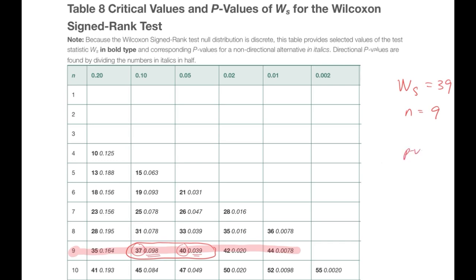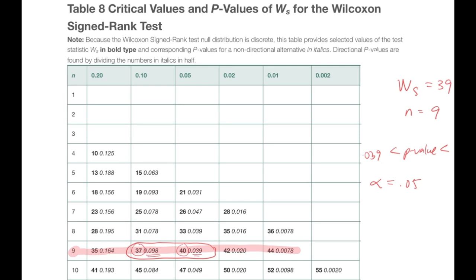So we can say that since our test statistic is 39, our p-value is between 0.039 and 0.098. Now, if we had our usual alpha equals 0.05, then this doesn't really help us because we can't tell if the p-value is larger than 0.05 or less than 0.05. We just know it's in this range.